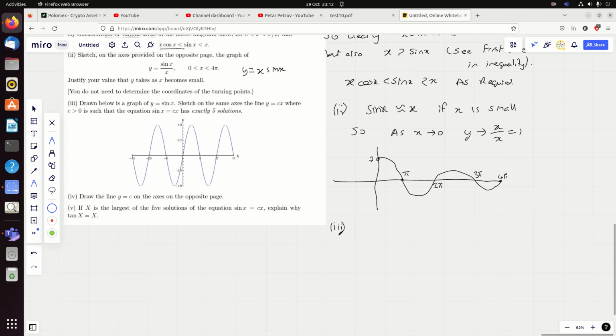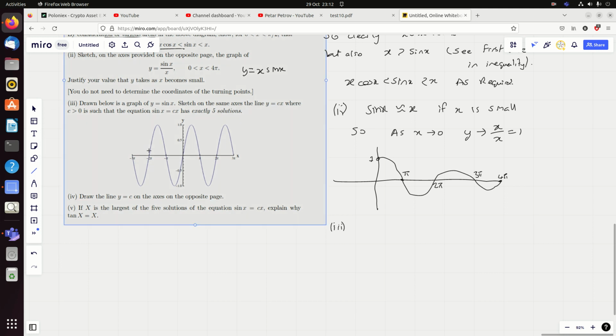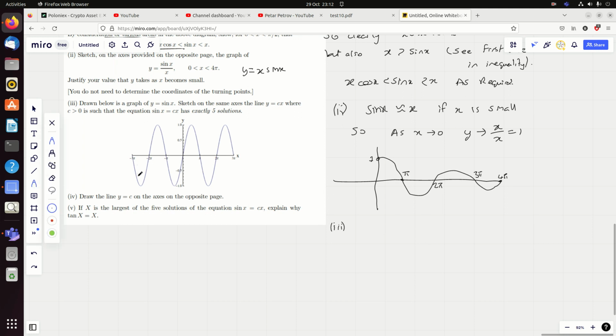We don't need to determine the coordinates at the turning points either. That's good. Okay, so drawn below is a graph of y equals sine x. Sketch on the same axis a line y equals cx, where c is bigger than 0. It's a positive gradient. And I wonder if this is going to... No, it never works on this thing. I'm just going to have to draw it by hand. Oh, dear. Can I really not? Oh, yeah, here we go.